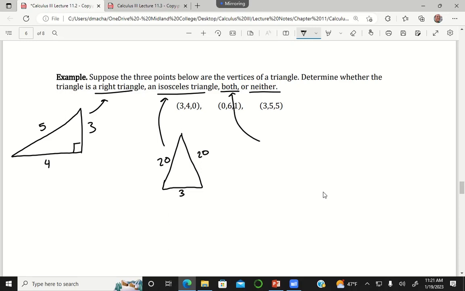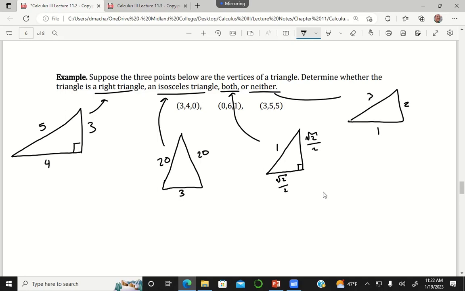There are some right triangles that are isosceles, right? So we could have this triangle, right? And so that's both a right triangle and isosceles. Or you could have a triangle that's none of the above, right? So like the 1, 2, 3 triangle would not be right or isosceles.